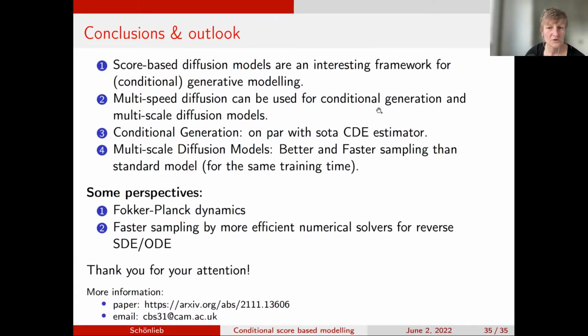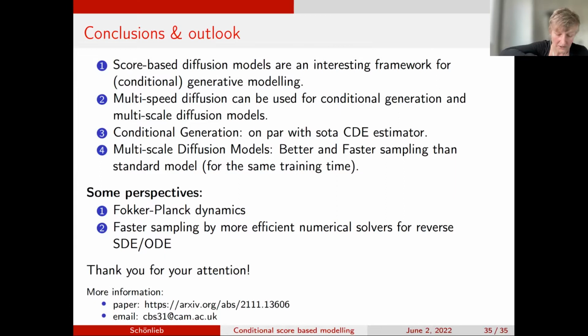Multi-speed diffusion, we have seen, we can use for conditional generation. I've not really told you much about the multi-scale idea because I ran out of time, but that's another idea. This multi-speed diffusion for conditional generation really is on par with the CDE estimator, but it comes with some maybe more natural motivation. And as I mentioned at the beginning, there are still lots of open questions, and these are just a few of the things that we are looking at the moment.